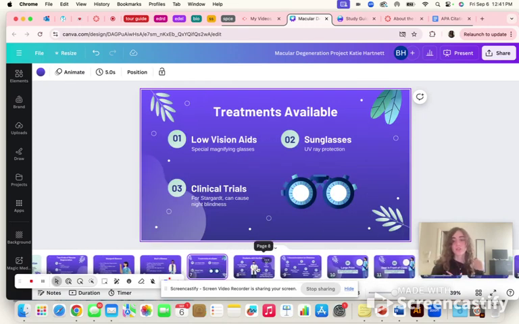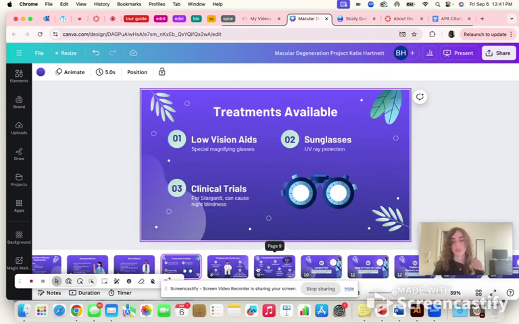And when we're talking about treatments for this disease, there is no cure, but there are some things that can aid students or children with this disease. So there are low vision aids. This involves special magnifying glasses that can be either physical or screen magnification devices on a computer. Second is just sunglasses for UV ray protection. And third, there are actually some clinical trials to try and cure this disease, but for Stargardt, it can cause night blindness. So there are some downsides to those clinical trials.